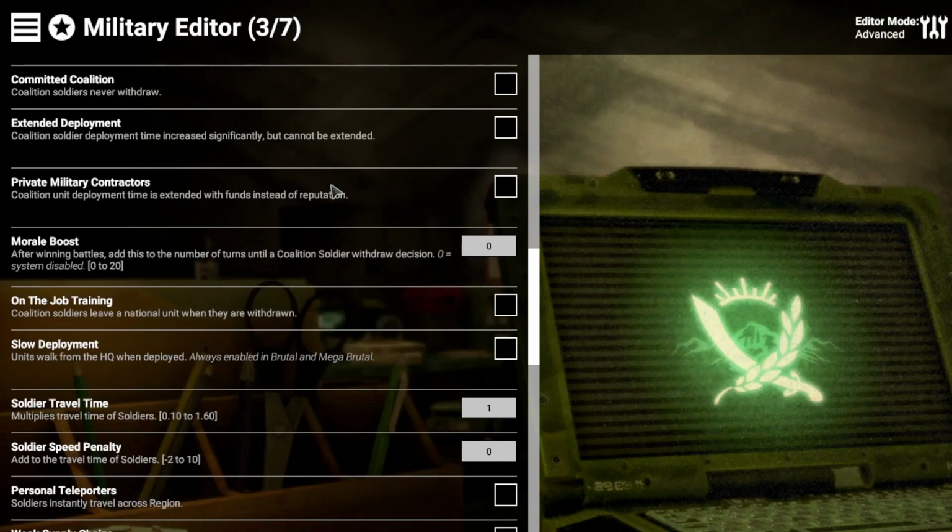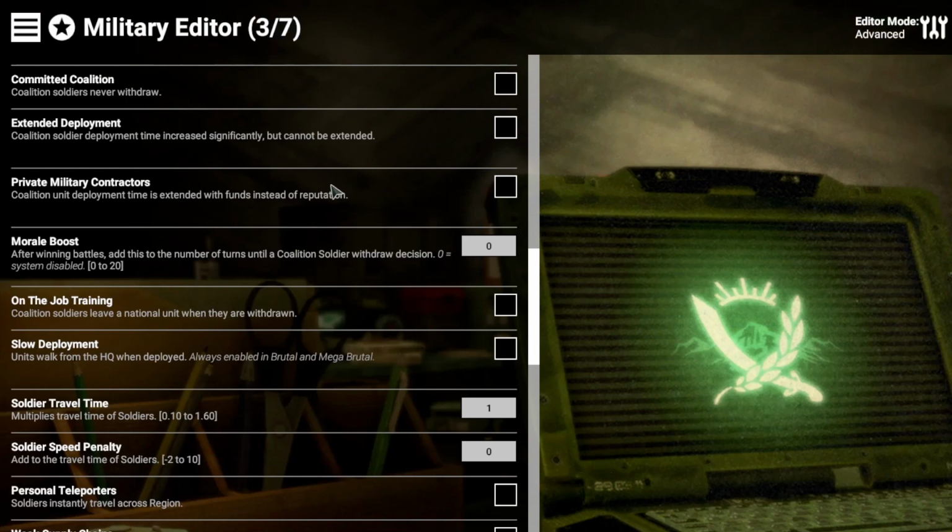Soldier travel time. Multiply for soldier speed. Values below 0.2 will pretty much be instant travel. Soldier speed penalty. Adds logistics on top of the current one. Negative values decrease logistics or time required to travel between zones.